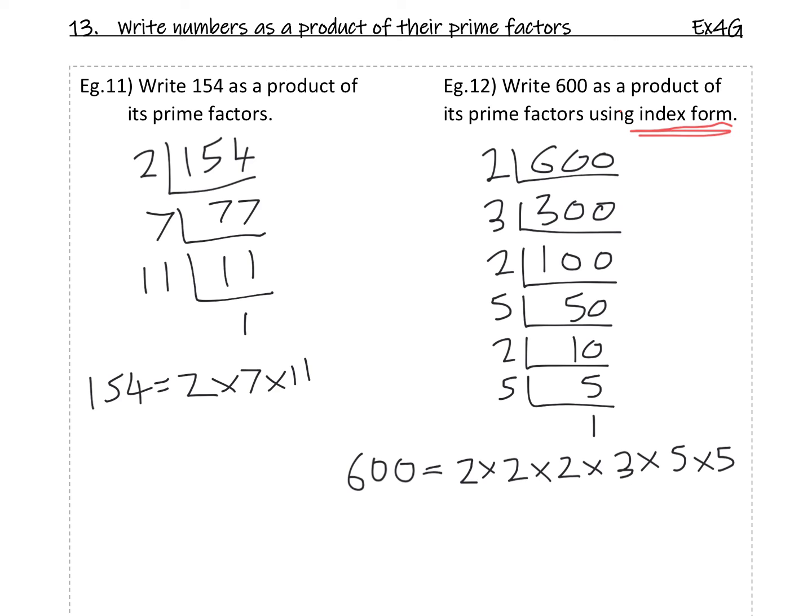So we can write this in a shorter way. The 2 times 2 times 2 at the start could be written as 2 cubed. The 3 just has to stay as it is. There's no other 3's there. But the 5 could be written as 5 squared because we have 5 times 5. Okay, so in a question, if it doesn't state, you can just write it out in full. But if it ever says index form, you must shorten it down using the index form.